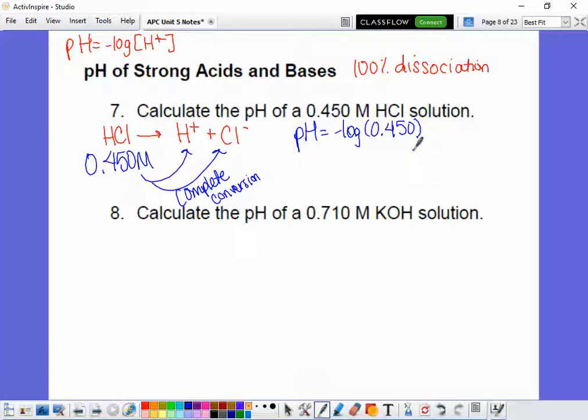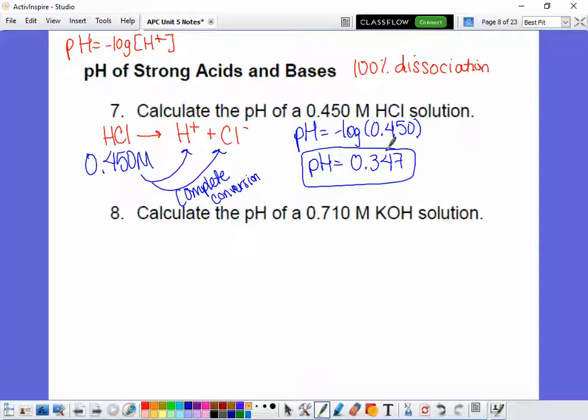Let's review a few things. What units does pH have? There are no units. How many sig figs does our concentration have here? 3. So how are we going to represent 3 sig figs in our pH? 3 digits after the decimal. Okay? So go ahead and calculate that pH. Yeah? Yep, 0.347. Cool?